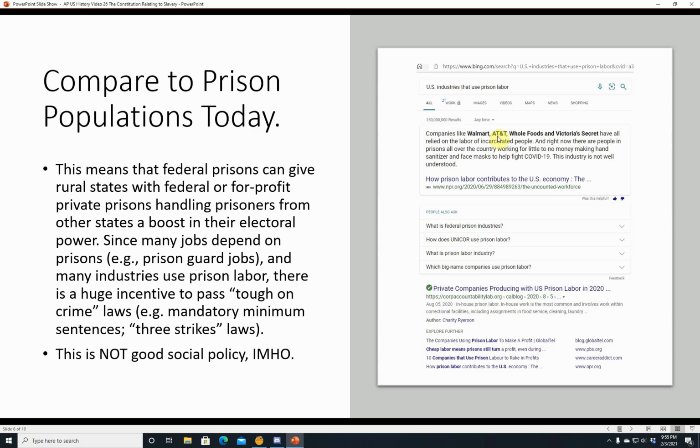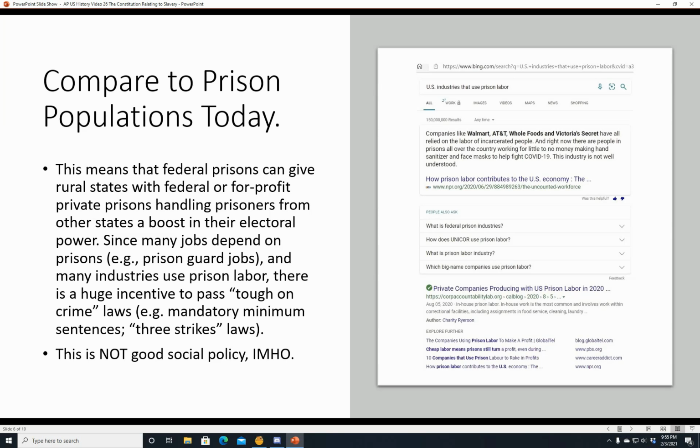So companies like Walmart, AT&T, Whole Foods, and Victoria's Secret have all relied on the labor of incarcerated people. And right now there are people in prisons all over the country working for little to no money making hand sanitizer and face masks to fight COVID-19. This industry is not well understood. Basically, people in prison, they make literally pennies. I mean, they make less than $1 an hour, usually for their prison jobs.